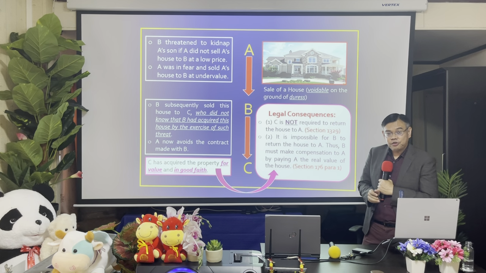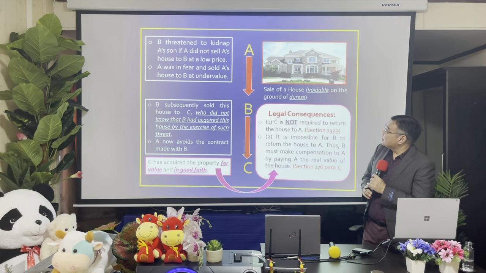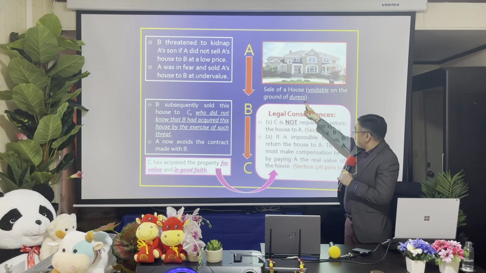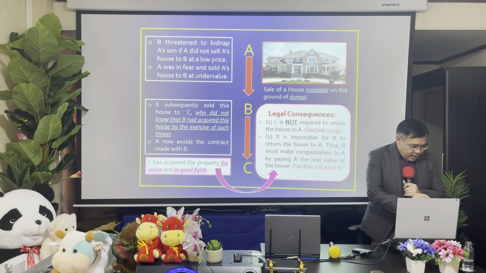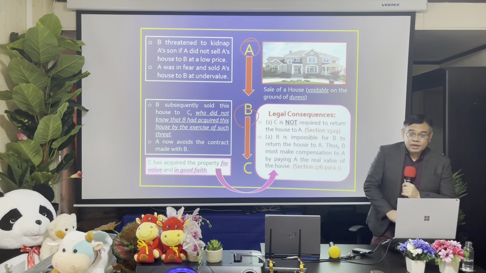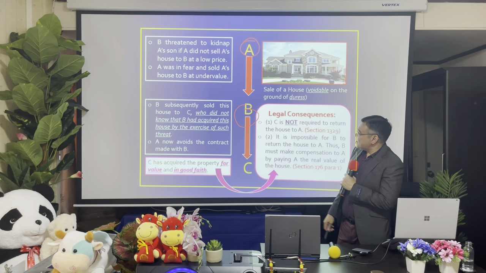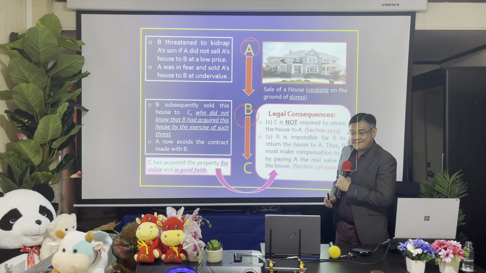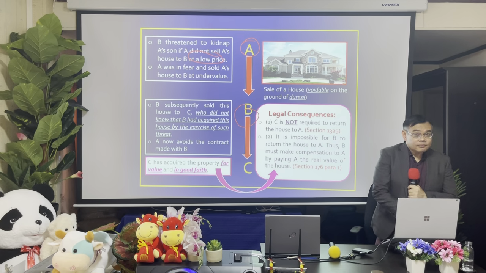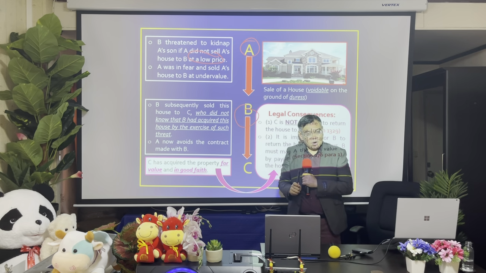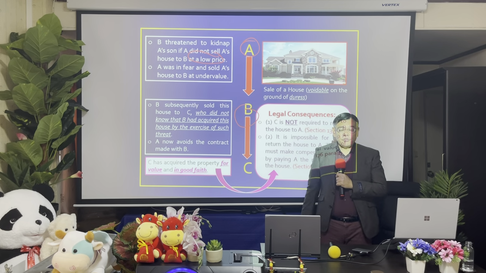This example has been seen by all students already, in the class which deals with the causes of invalidity, when we considered duress. Let's suppose we have this situation. We have a contract between A and B, and this is a contract of sale of a house. Let's suppose that B exerted a threat on A, forcing A to sell this house to B at a low price. In fact, A did not want to sell this house to B, but the reason why A, in the end, sold this house to B is because A was in fear.